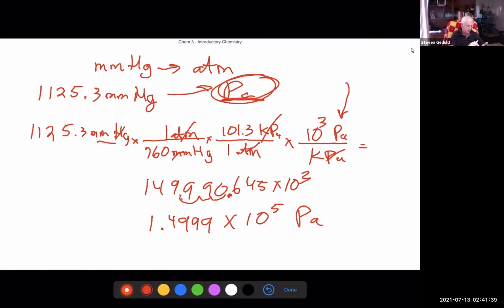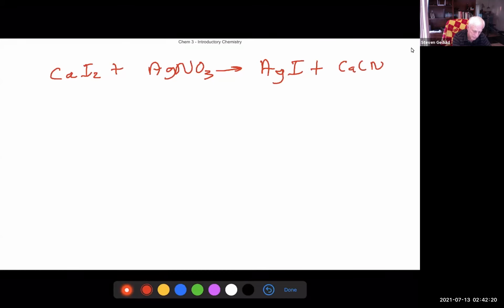Let's pull up the first one. And it says, gives you the formula calcium iodide and silver nitrate. Okay, this is a stoichiometry one. And it gives you the formula. Let's do this. So let's do the formula calcium iodide plus AgNO3, silver nitrate, goes to silver iodide plus calcium nitrate.